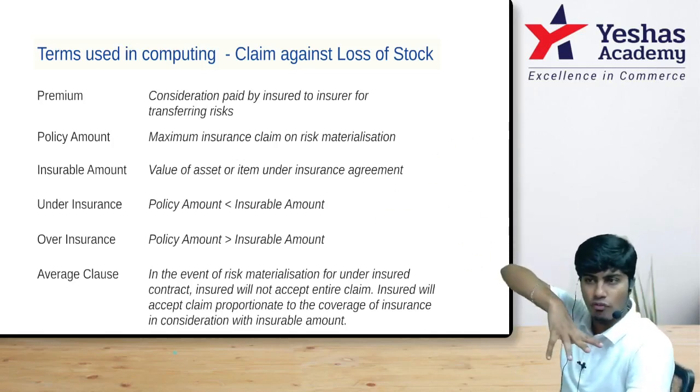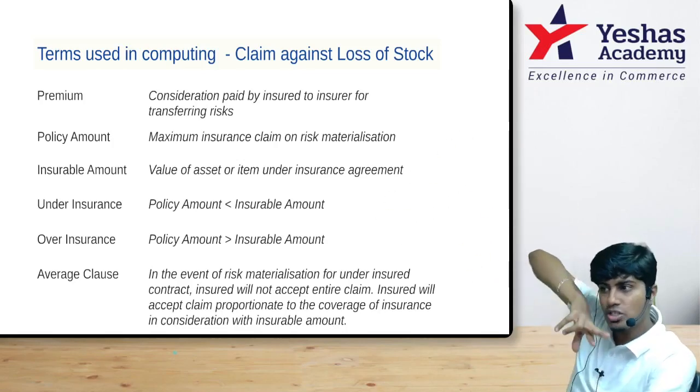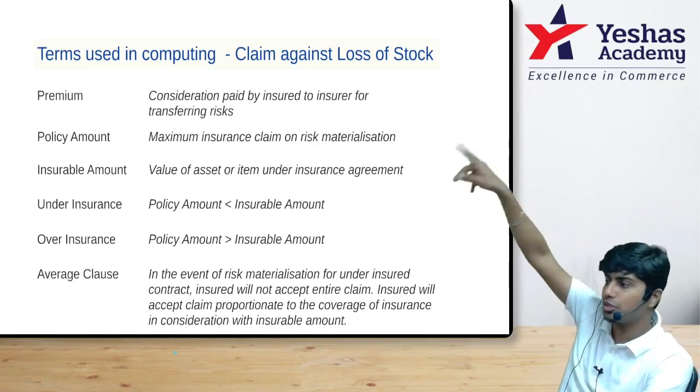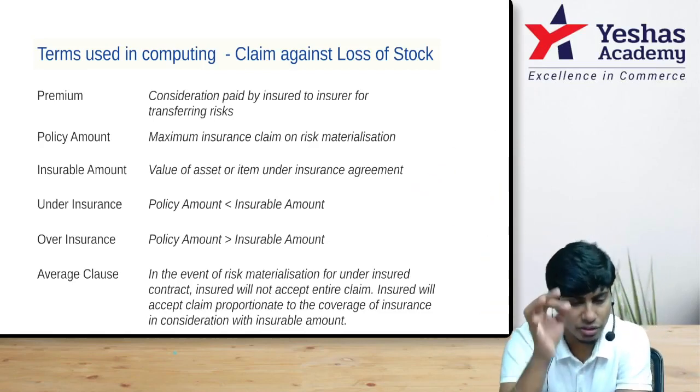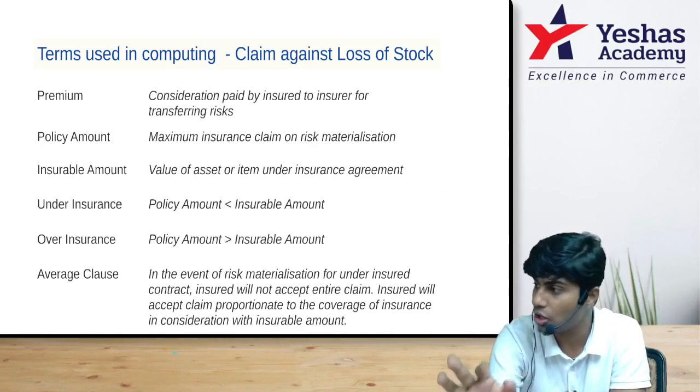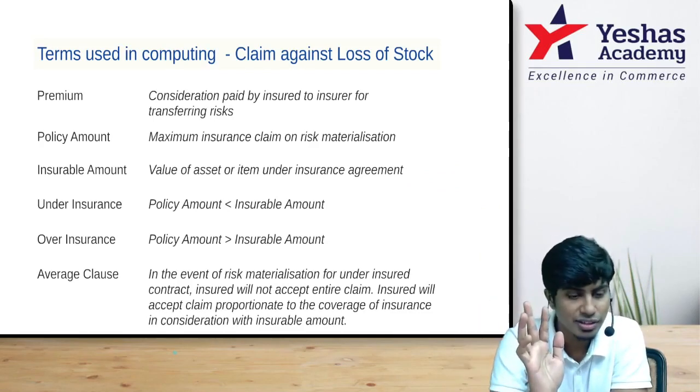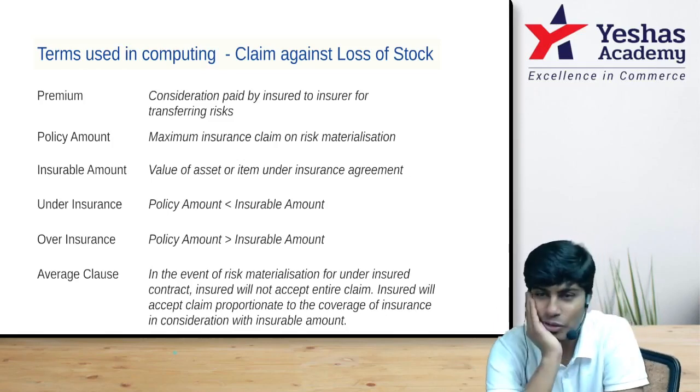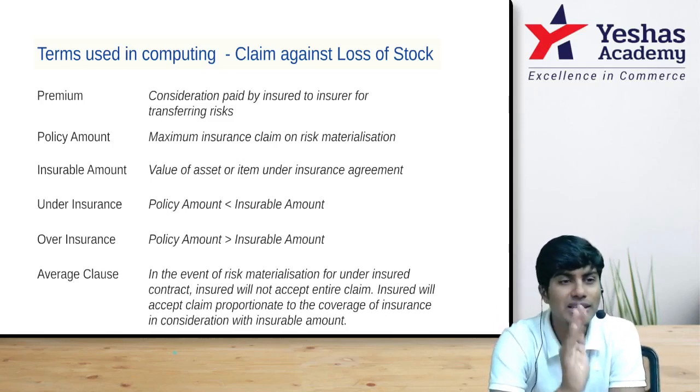You have the risk of goods being lost by fire. Now that risk of goods being lost by fire is transferred to the insurance company. So the insured will pay insurance premium to the insurance company to transfer the risk of loss. Very good. Then policy amount. Policy amount is a safety.